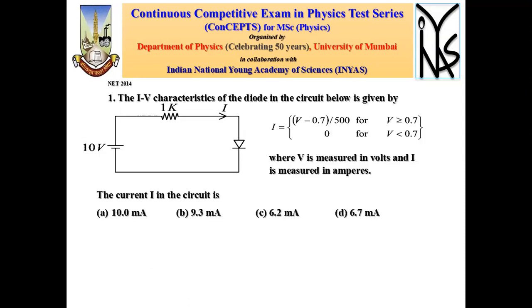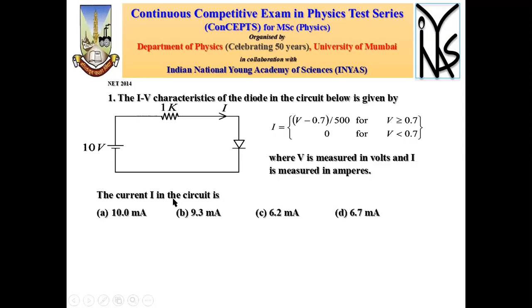So I will come to one of the questions which was asked in NET 2014. It says that the IV characteristic of the diode in a circuit is given by some equation. So we see in the circuit that a 10 volt supply is connected to a 1 kilo ohm resistor. Some current I is flowing through the circuit, and there is a diode connected in forward bias. And the value of current I is equal to (V minus 0.7) divided by 500 for V greater than 0.7 volt, and it is 0 for V less than 0.7, where V is measured in volts and I is measured in ampere.